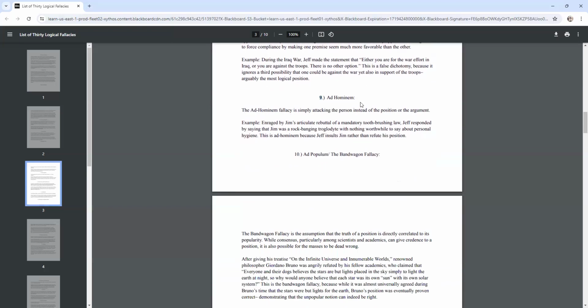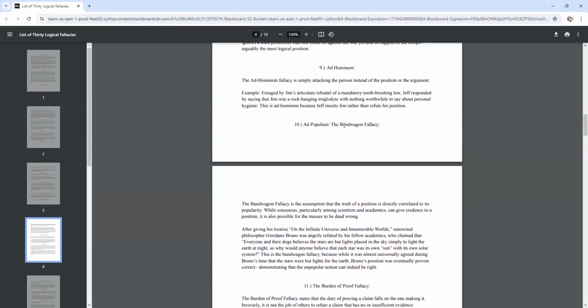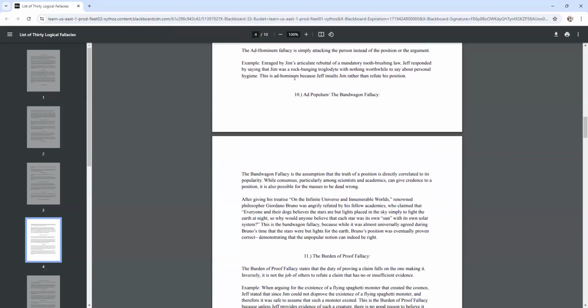All right. Number 9 is ad hominem. It's another Latin phrase. It means simply attacking the person instead of the position or the argument. Here's the example. Enraged by Jim's articulate rebuttal of a mandatory toothbrushing law, Jeff responded by saying that Jim was a rock-banging troglodyte with nothing worthwhile to say about personal hygiene. This is ad hominem because Jeff insults Jim rather than refute his position. All right. Mandatory toothbrushing is a position held by Vermin Supreme, who is a presidential candidate. Very funny guy.